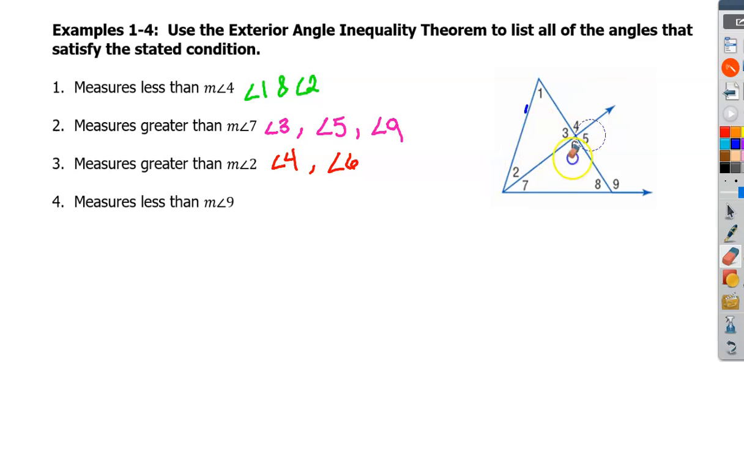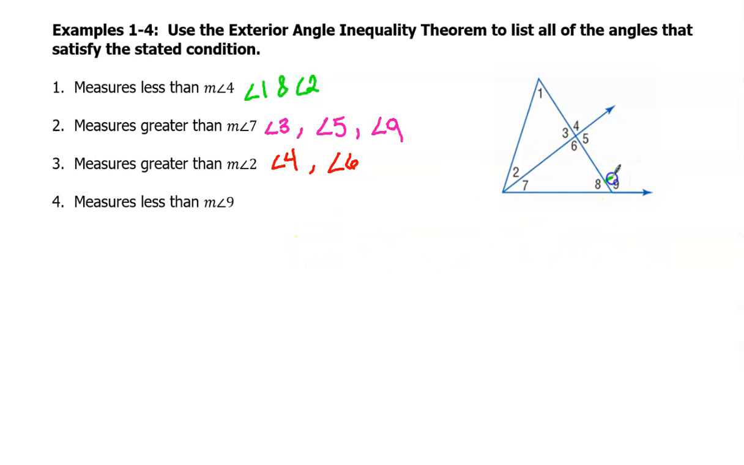Okay, erase it. Next and last one on this page. Measures less than the measure of angle 9. So angle 9 is right here. This one is an exterior angle that lies on this triangle right here.